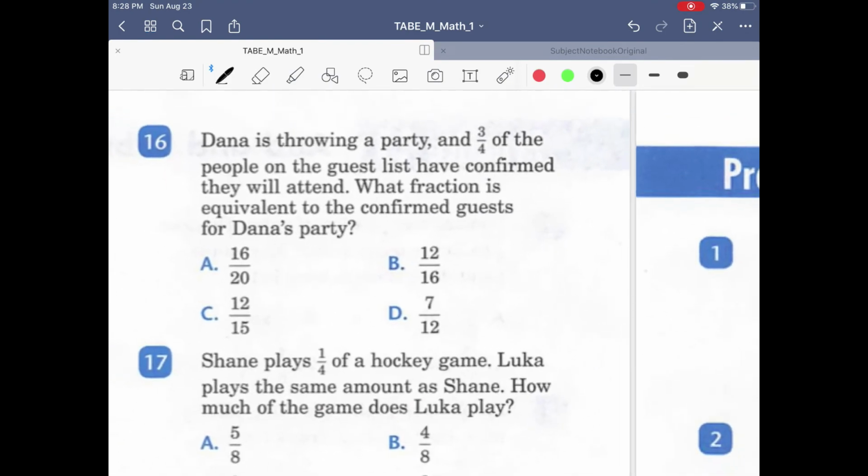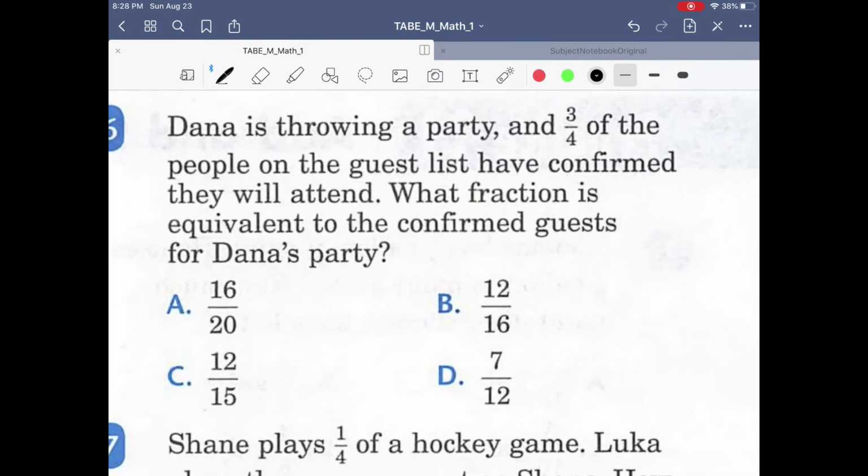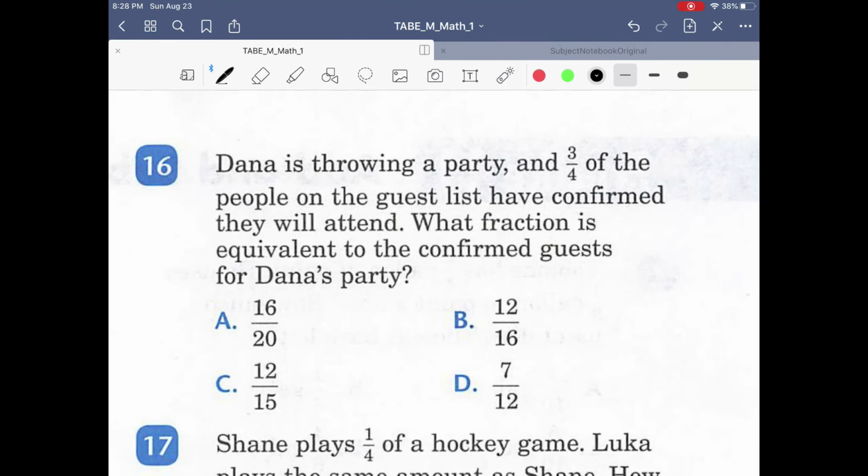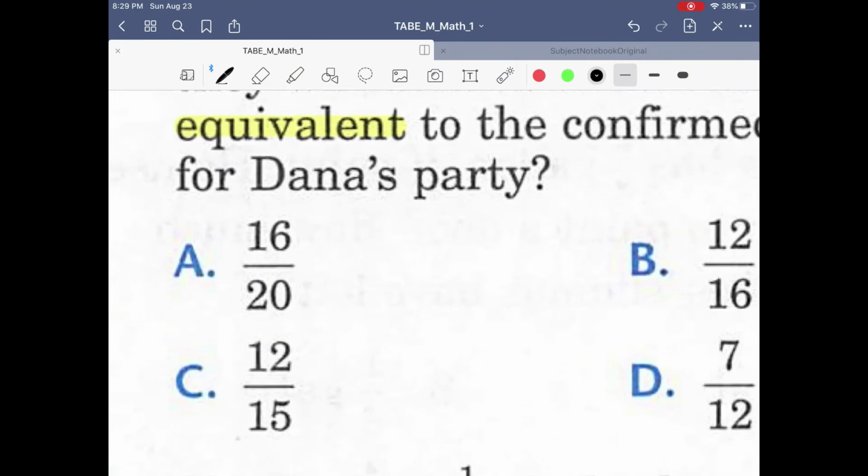Number 16. Dana is throwing a party and 3/4 of the people on the guest list have confirmed they will attend. What fraction is equivalent to the confirmed guests for Dana's party? So we're looking for an equivalent fraction to 3/4.